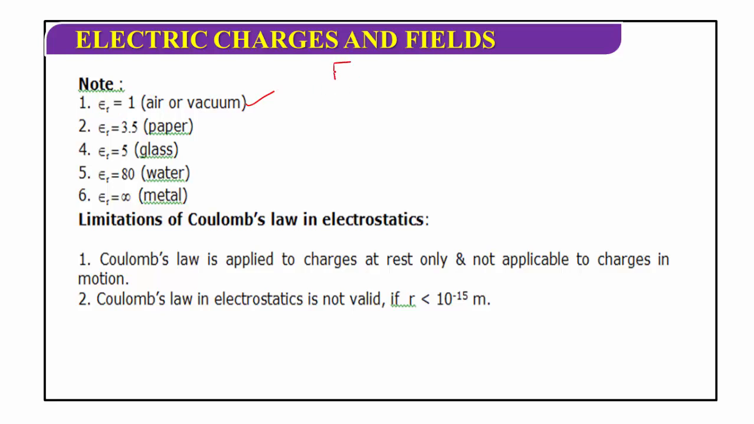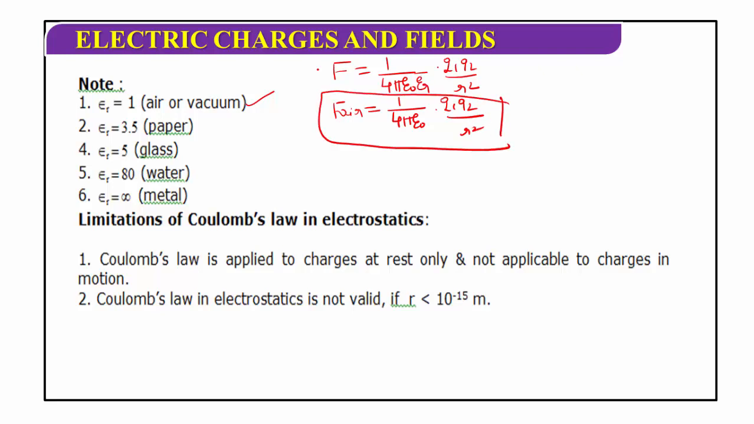Actually, the general formula of Coulomb's law is F equal to 1 divided by 4 pi epsilon naught into epsilon r into q1 into q2 divided by r square. Now consider the electrostatic force between the two point charges in air. It is 1 divided by 4 pi epsilon naught into q1 into q2 divided by r square, because here the epsilon r value is a constant, epsilon r is equal to 1.